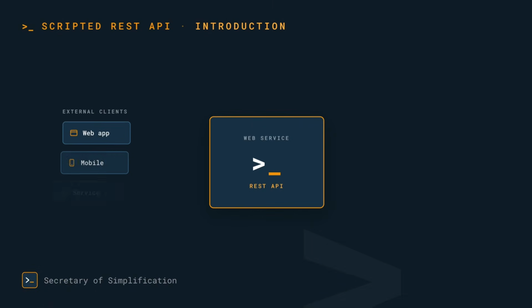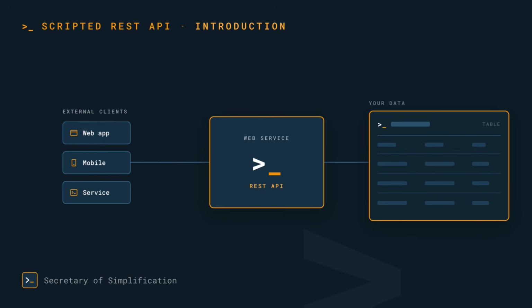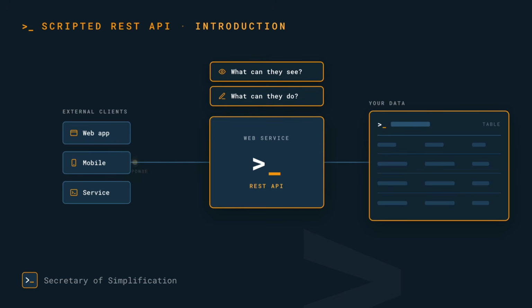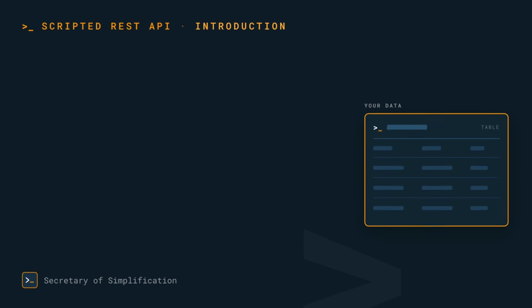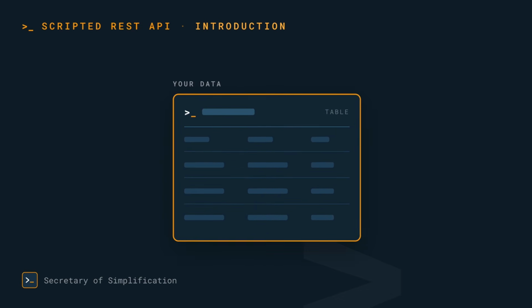Hi everyone, my name is Jason Nichols, and I'm a Principal Technical Trainer at ServiceNow. A scripted REST API is a web service in your instance that defines how external clients and applications interact with your data. What can they see and what can they do? You decide, because you're the one writing the script to enforce it.